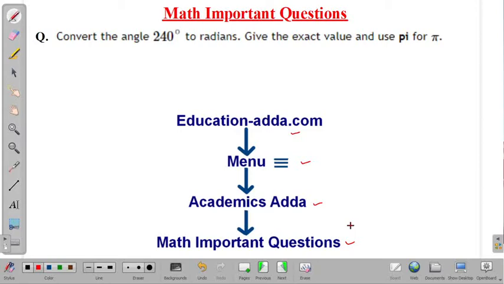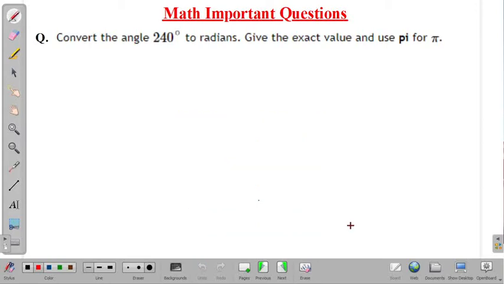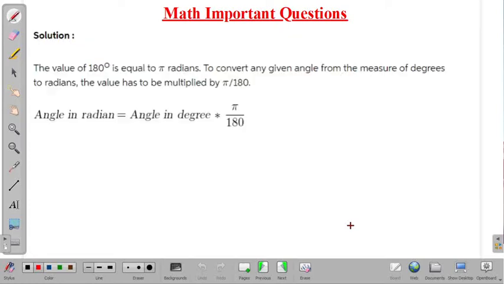Okay, so coming back to the discussion, what is given here? We have been given an angle in degrees and we need to convert that into radians. So the value of the angle given is 240 degree and we need to convert it into radians. Okay, so we can see how we can convert this.